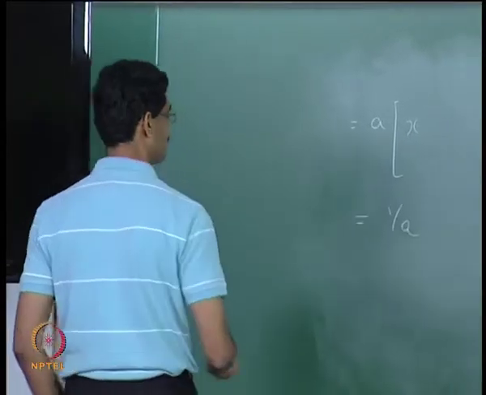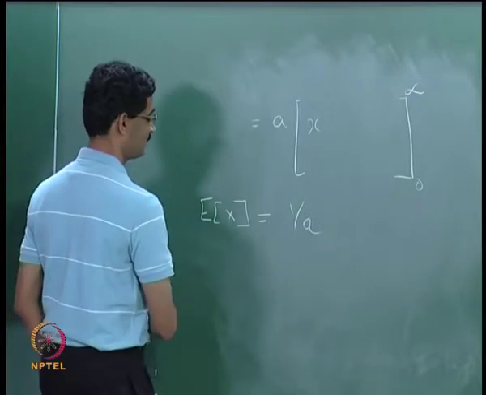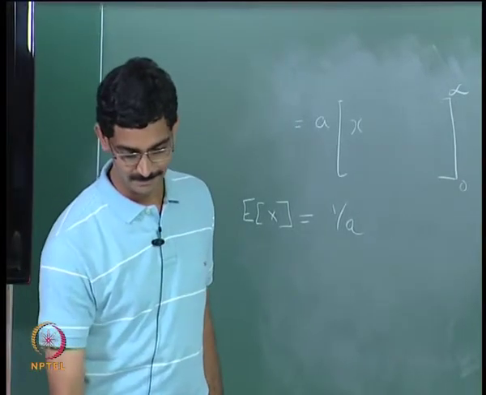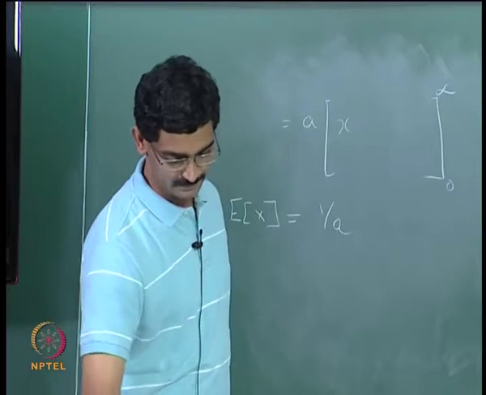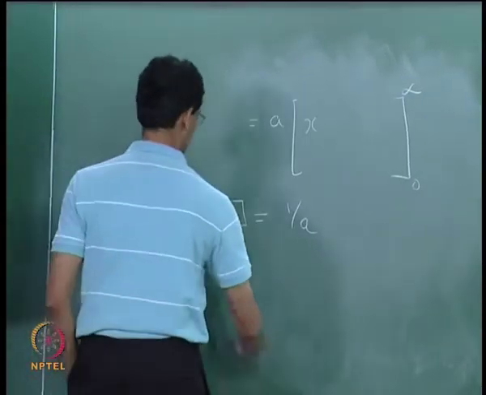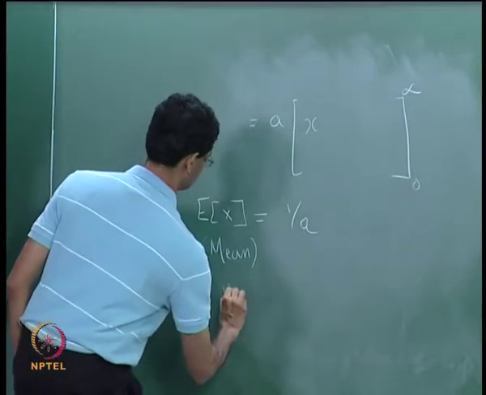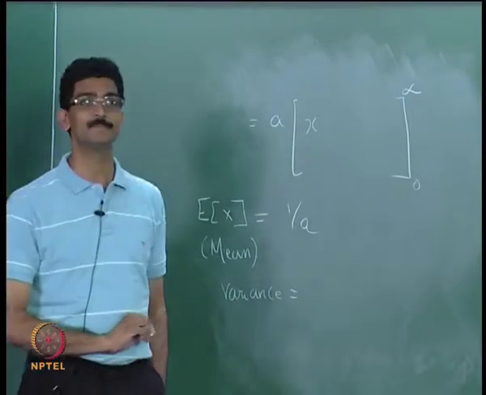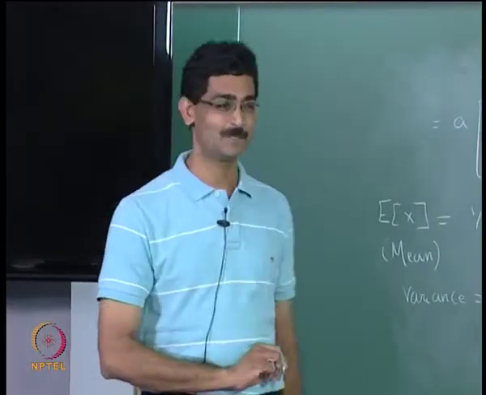Okay. So therefore E of x is, or I should not be saying E of x there, but anyway, just say mean. And the variance is 1 over a square.